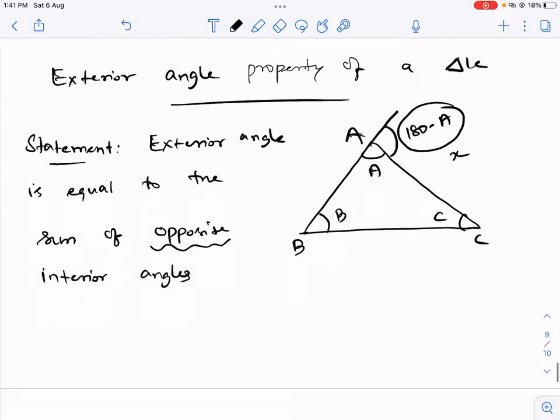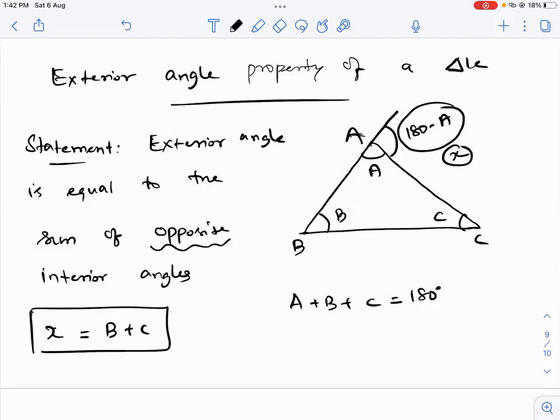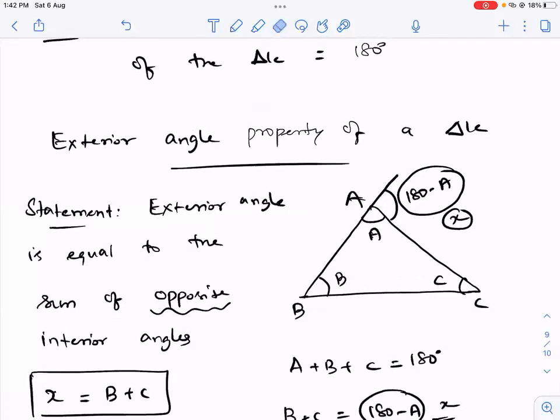Opposite interior angles. Underline the word opposite. So X is there, right? So with respect to the angle X, what are the opposite angles? Opposite means which are lying on the other side. B and C. So X is equal to B plus C is the mathematical statement of it. So it is very simple to prove. Listen to this. A plus B plus C is the sum of all the angles inside a triangle, so obviously 180. Right? So B plus C, can I write it as 180 minus A? But what is 180 minus A that I assumed to be? X. That's it. That is a proof. See, though it is deleted from the syllabus, it's not such a big concept that you need to ignore it. We'll use it in foundation for many problems.